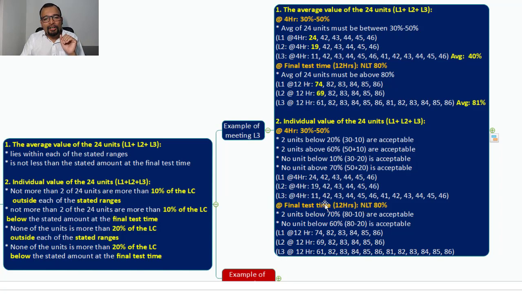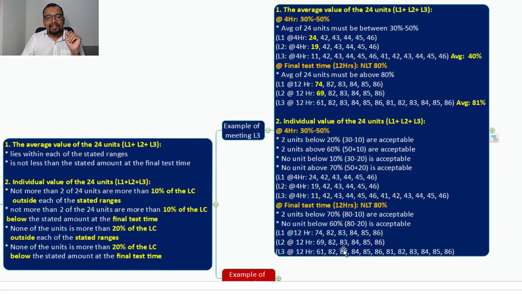Look at L1, L2, and L3, and you will find that it actually meets all our individual value acceptance criteria. Similarly, the final test time point acceptance criteria is not less than 80%. The requirement is that 2 units below 70% are acceptable, but not more than 2. No unit below 60% is acceptable.